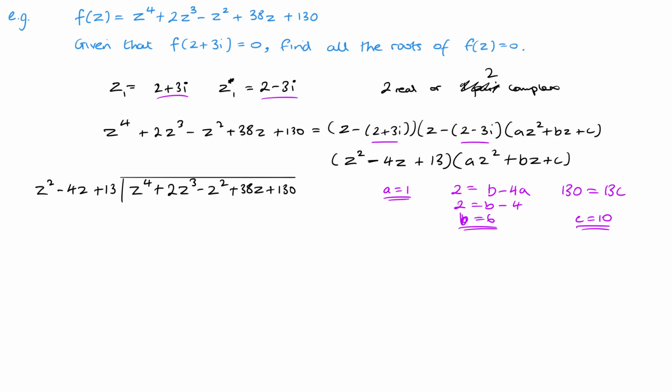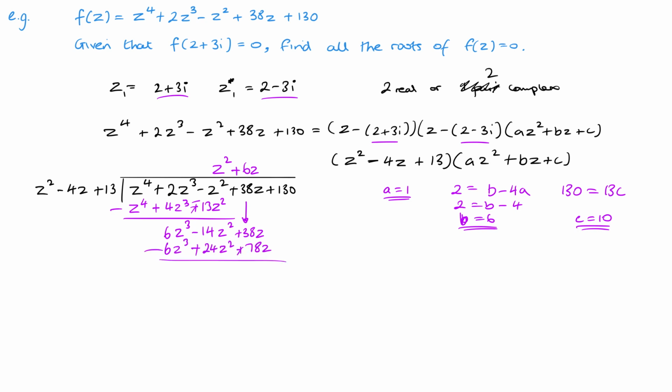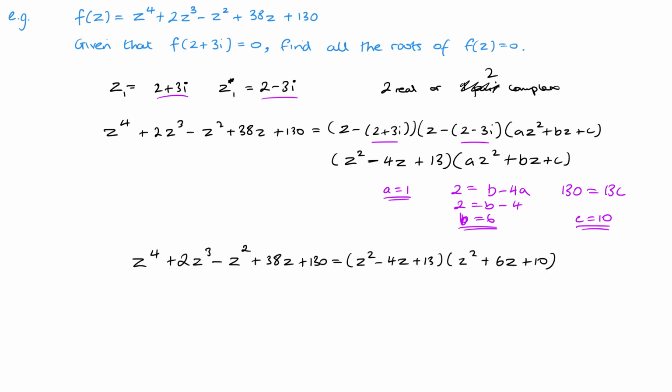Okay, I will quickly just do the long division, but I'm going to fast forward it this time. As you can see, both end up with the same solution there. So substituting our values for A, B and C in will give us this.